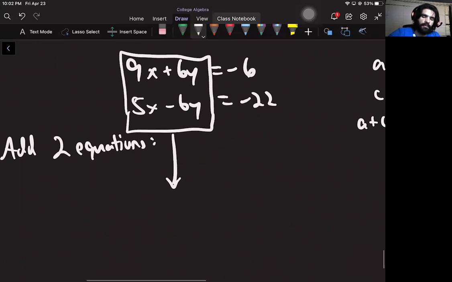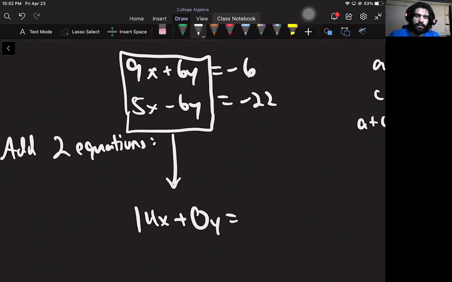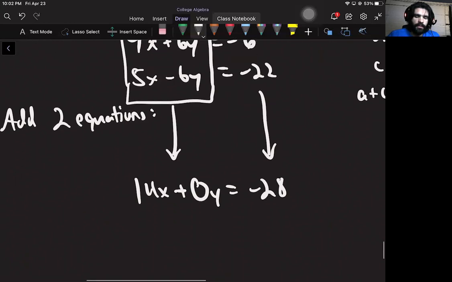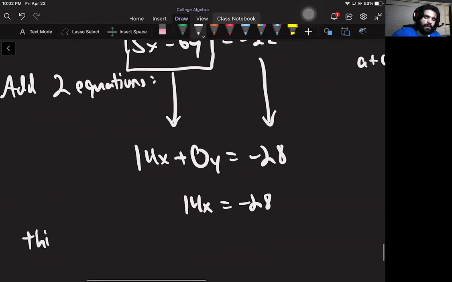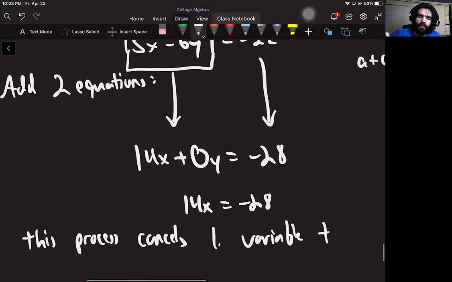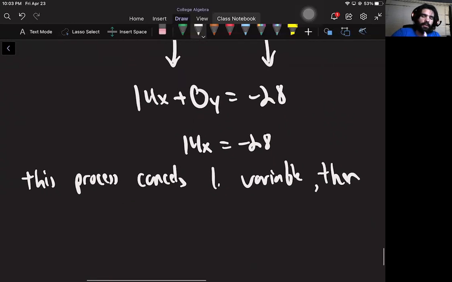9x plus 5x gives you 14x. 6y plus -6y cancels to 0y. So this is the goal. And then these add up to -28. Why is this good? It's because now I have one equation with only one variable because there's no y's left. And this allows me to solve for x. So this process cancels one variable, and then you can solve for the other.